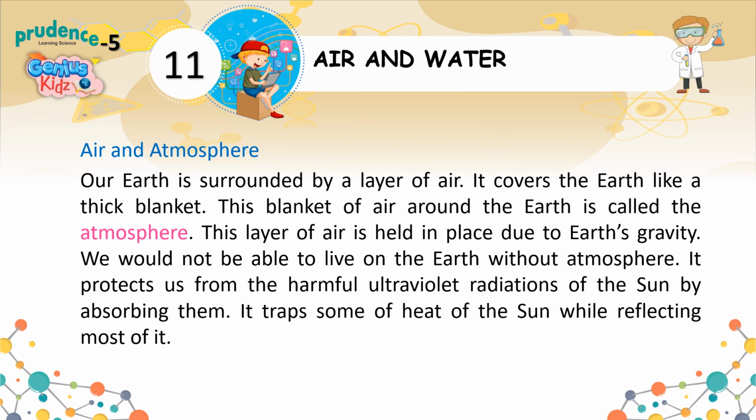Air and atmosphere. Our Earth is surrounded by a layer of air. It covers the Earth like a thick blanket. This blanket of air around the Earth is called the atmosphere. This layer of air is held in place due to Earth's gravity. We would not be able to live on the Earth without atmosphere. It protects us from the harmful ultraviolet radiations of the sun by absorbing them. It traps some of the heat of the sun while reflecting most of it.